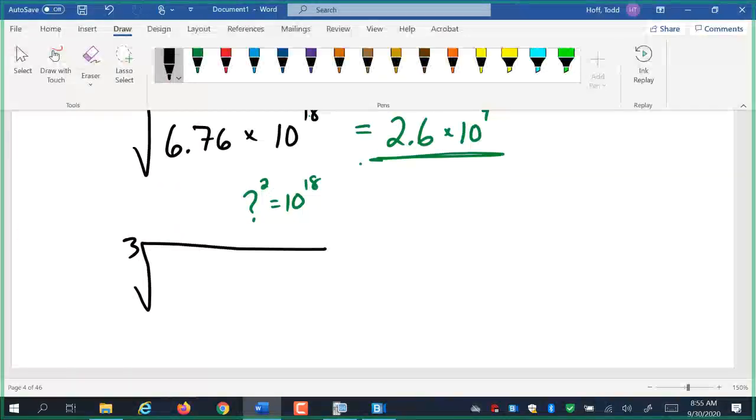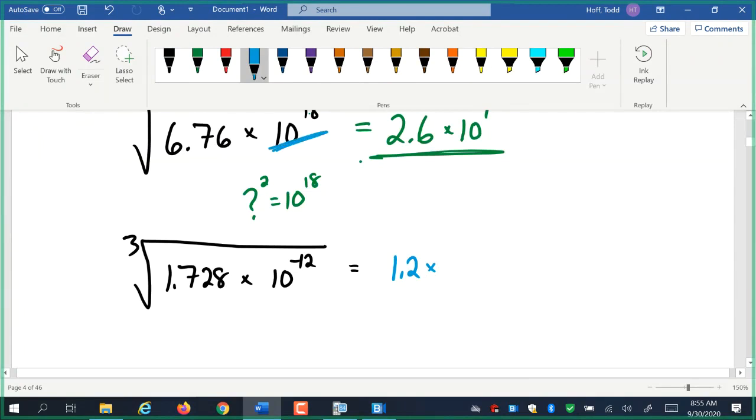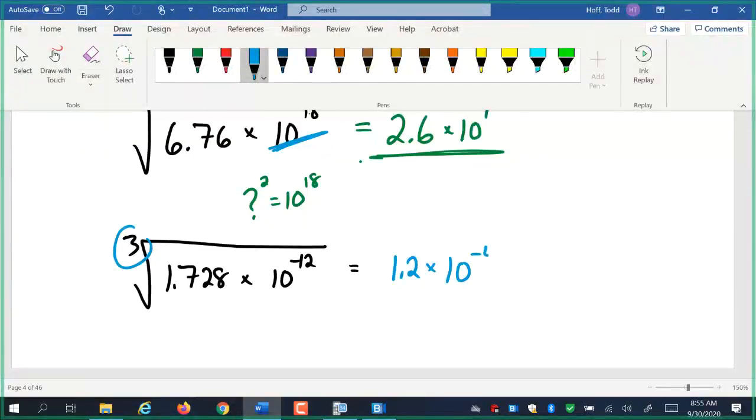This means third root, of course, of 1.728 times 10 to the negative 12th. Well, we do the third root. The third root of 1.728 is 1.2. And just like up here, we divided the power by 2 to take the square root. To do a third root, we're going to divide the power by 3. Negative 12 divided by 3 is a negative 4. So 1.2 times 10 to the negative 4.